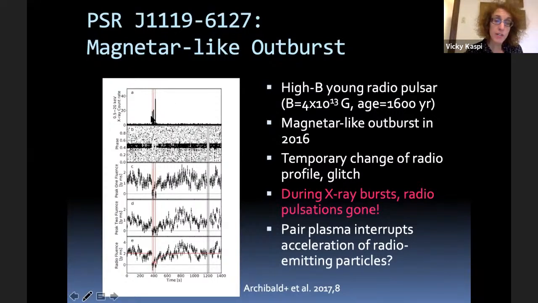During the brief X-ray bursts, the radio emission, which you can see here, the individual pulses are so close together on this time scale that you can't quite see them, but you can see this huge gap. The radio emission actually shut off at the time of the X-ray burst. Perhaps the plasma that's produced in the X-ray burst interrupts the acceleration of the radio emitting particles. That's possible. But it's sort of curious that you do not see the radio emission at the time of X-ray outburst, at least in this source.